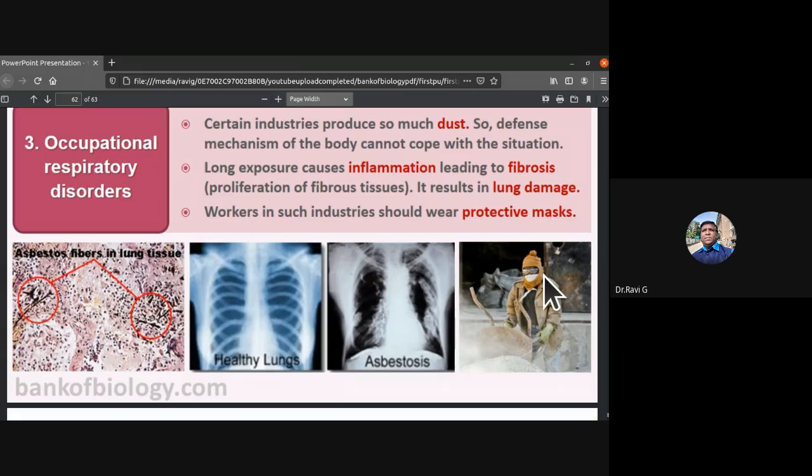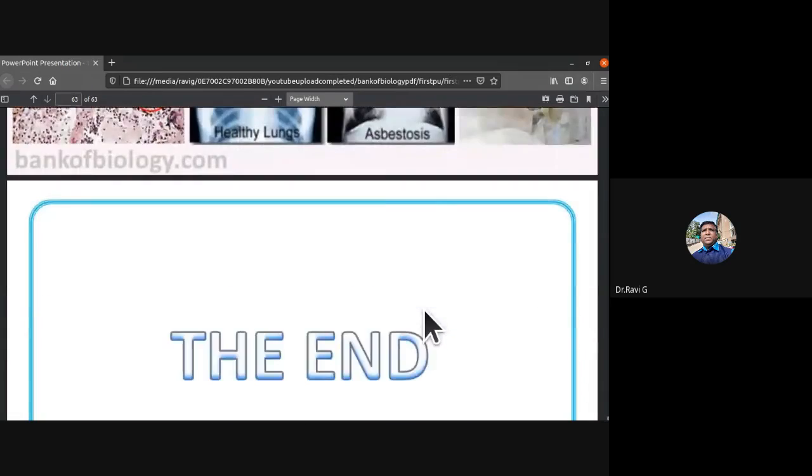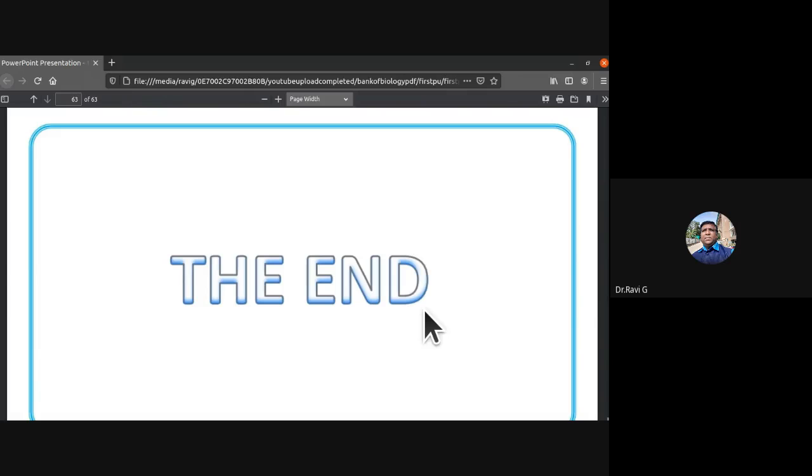Even in textile industries, asbestosis and other things take place. So these are the different occupational respiratory disorders concerned with the respiratory system. That completes our summary of this topic.